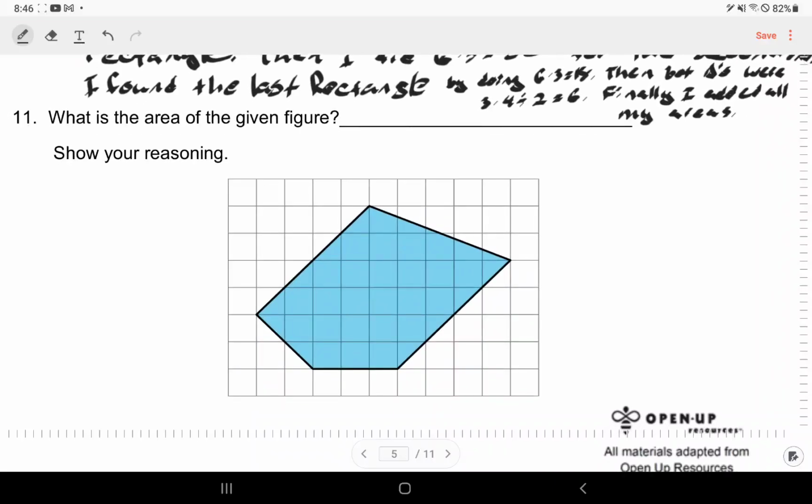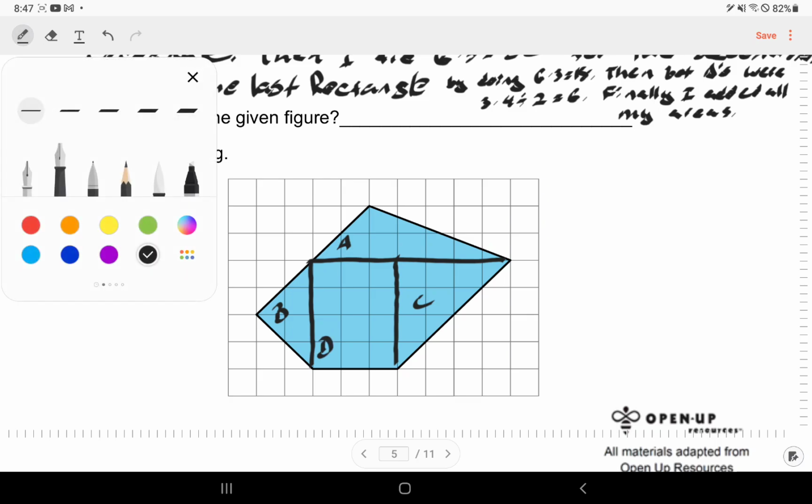Now, for 11, what is the area of the given figure? Now, this one is a challenge. There are a couple of ways we could do this. One way is by breaking it into smaller triangles. So we can make a triangle there, a triangle here, a triangle here, and find A, B, C, and that rectangle D.